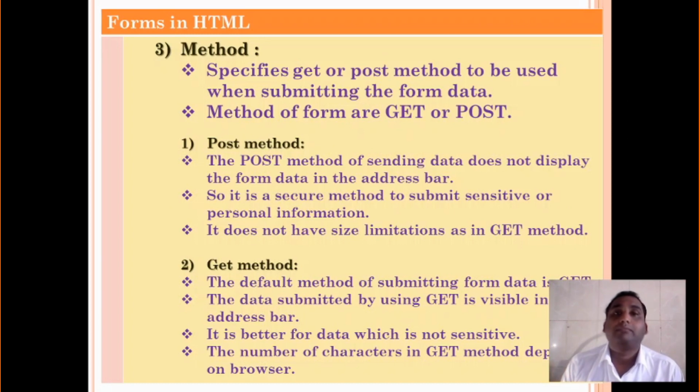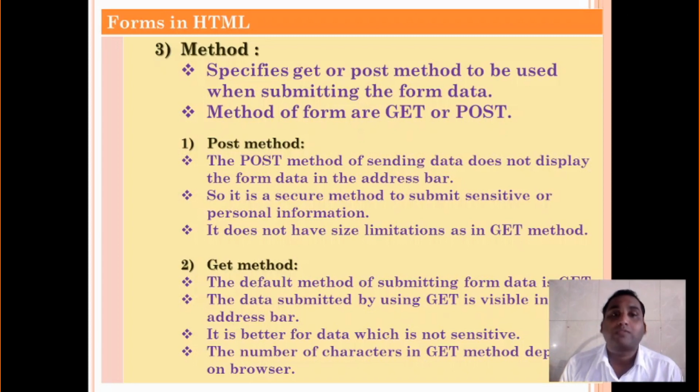The third attribute of the form tag is method. It specifies how the data is to be submitted. There are two methods to be used when submitting the form data, get or post. Now, what is the post method?